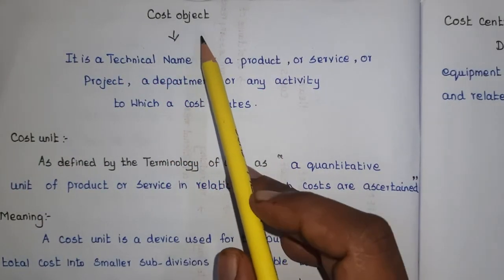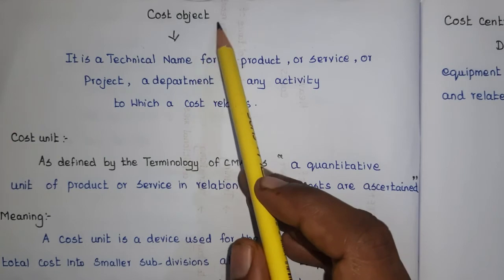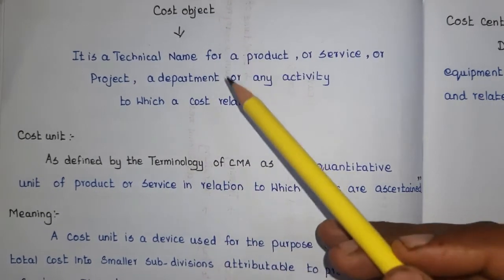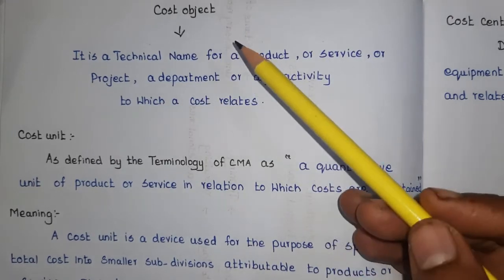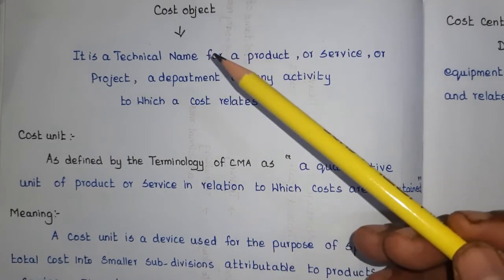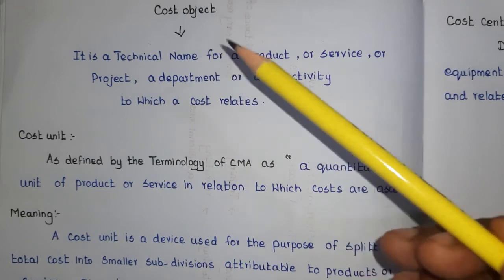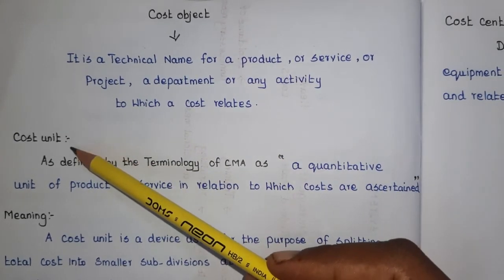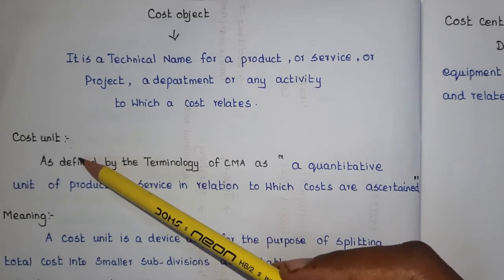The next basic concept is about cost units. A cost unit is a technical term used for a product or service. At a broader level, it can be called a cost center, and at the narrow level, it can be called a cost unit. Here we will see about the cost unit.